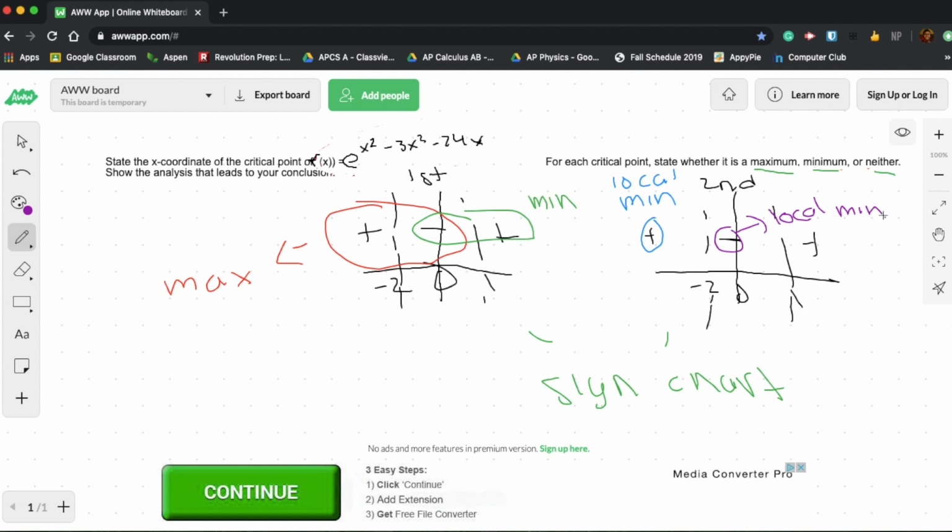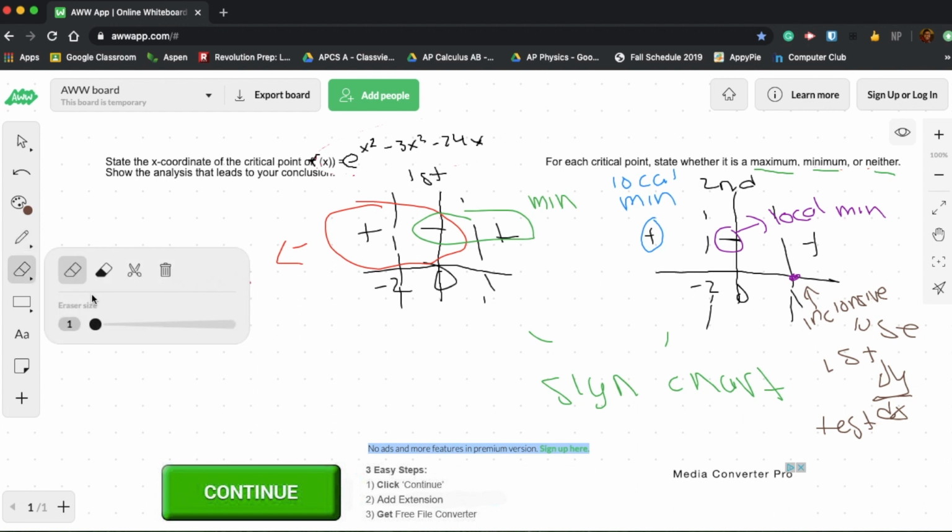One thing that's important to know about the second derivative test is that if a point is at 0, it means that that point is inconclusive, and you have to use the first derivative test. So now let's dive into this problem.